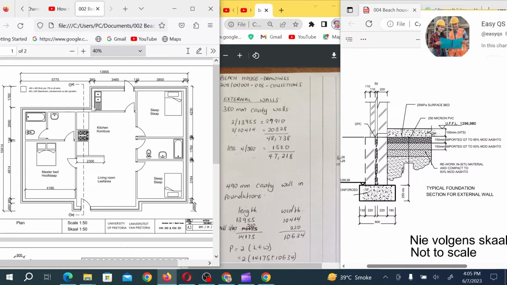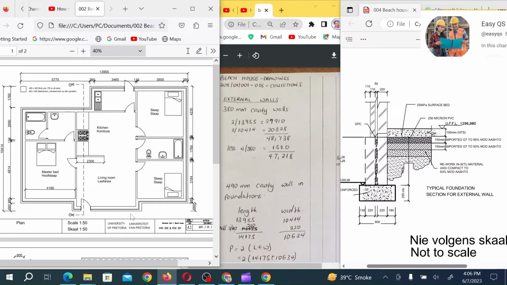Okay, let's first see how many external corners we have. We have 1, 2, 3, 4, 5, 6, 7. Right? How many internal corners do we have? We have 1, 2, and 3. So 7 minus 3 is 4. So we shall first find the perimeter of the plan, then we shall deduct the number of corners times the thickness of the wall.